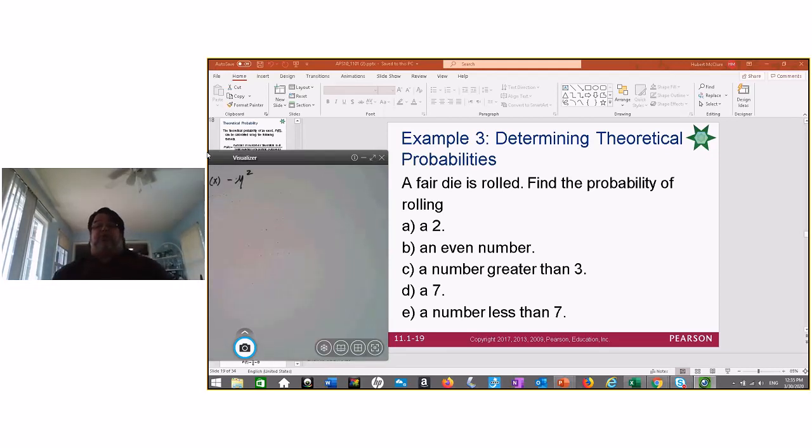So a fair die is rolled. Find the probability of rolling a 2, an even number, a number greater than 3, and a 7. So while you're writing that down, I'm going to write it down because I'm going to tell you, like I told y'all before, in probability and statistics, it's not the math that gets you, it's the reading.